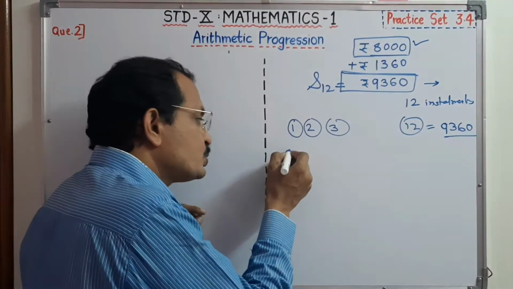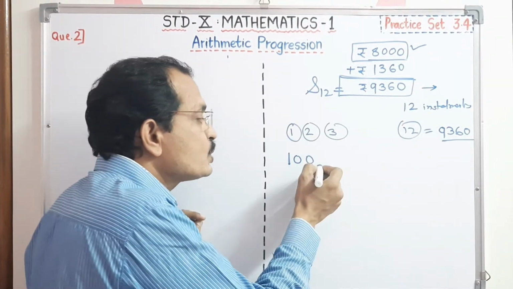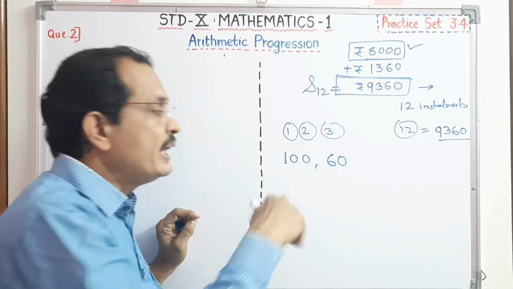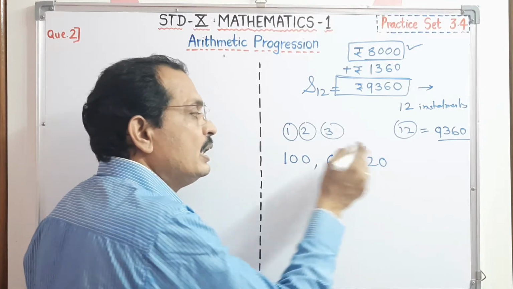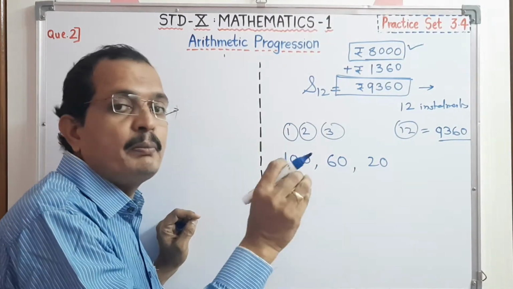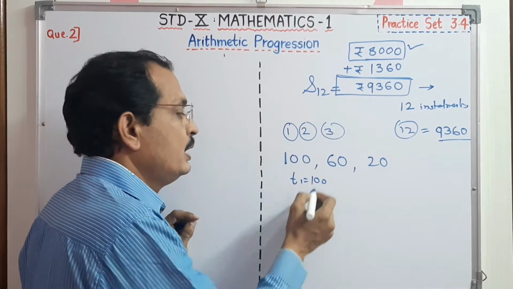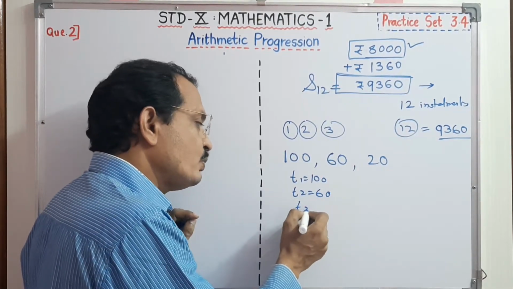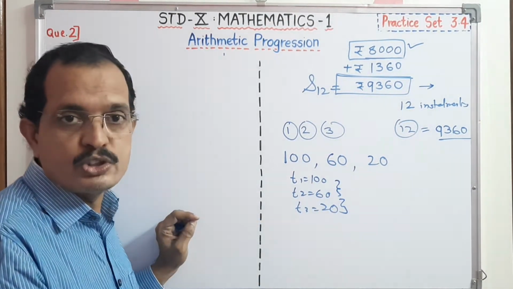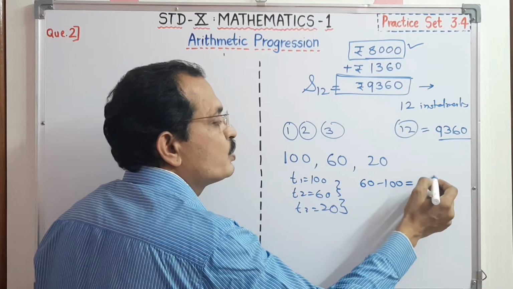That means, suppose we assume that the first installment is 100 rupees. Then the next installment is less by 40. That means it will be 60. Then next installment will be 20. Like this, the next installment is less than the preceding installment by 40. That means, dear student, if T1 is supposed to be 100, then T2 will be 60, T3 will be 20. Now, can anyone tell me what will be the difference between these two consecutive terms? It is 60 minus 100, then it will be minus 40.